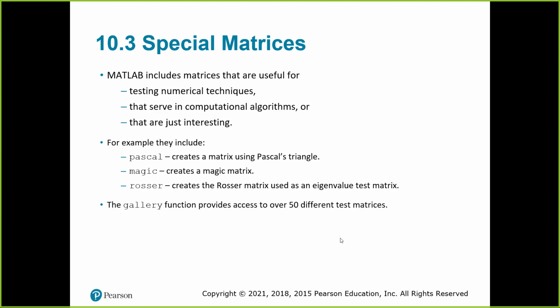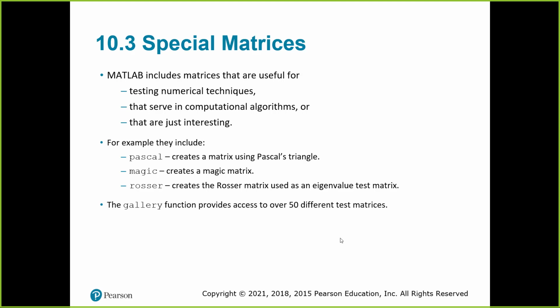If you look on page 409 in your textbook, it shows you the output. So here, it did a Pascal 4, and it's got first row and column all ones, and then the second row and column is 1 through 4, and then the third is 1 through 6, and the last one is 1, 4, 10, 20. It's kind of cool. I don't know what I'd ever use it for, but it's kind of cool. Magic matrices, we've used that one before in the homework. It just makes a matrix where all the rows, columns, and the main diagonals add up to the same value. And the Rosser creates a Rosser matrix used as an eigenvalue test matrix.